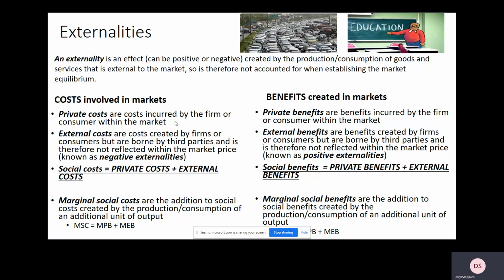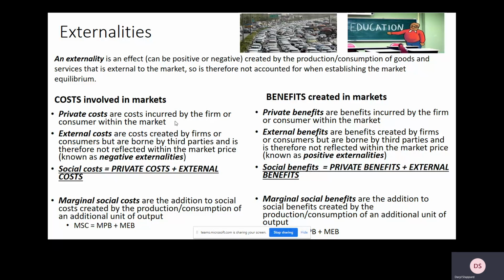So in the car market, for example, if you buy a car and you become a car driver, when you consume that car, you've got better mobility. You can travel for work better and more efficiently. You can go on holiday. You can go on day trips, etc. They're benefits for you of being a car driver.